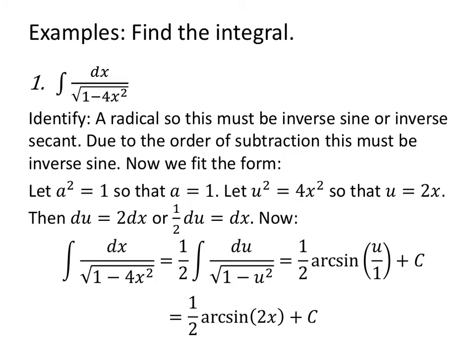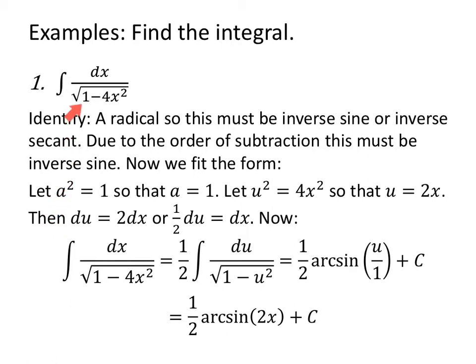So let's find the integral. In order to find the antiderivatives, we have 3 forms. 2 of them have a radical in the denominator. So when I see a radical in the denominator, it must be an inverse sine or an inverse secant, because we're in this section and this section is going to be one of those. Due to the order of subtraction, a constant minus the variable, it must be the inverse sine. So we're going to fit our form with a's and u's and make it all work out for us.